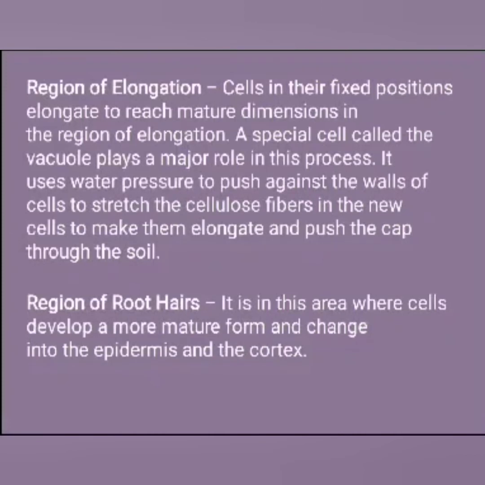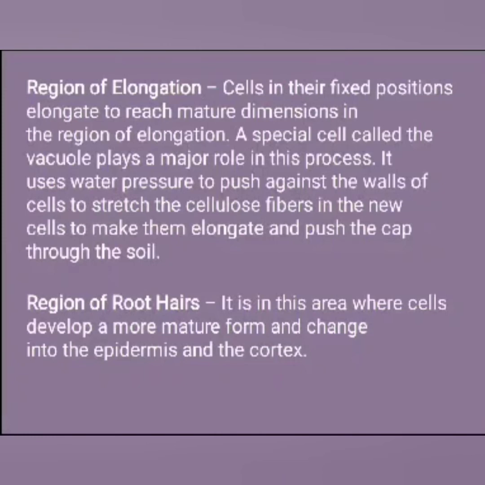The next one is the region of elongation. Cells in their fixed positions elongate to reach mature dimensions in the region of elongation. A special cell part called the vacuole plays a major role in this process. It uses water pressure to push against the walls of cells to stretch the cellulose fibers in the new cells to make them elongate and push the cap through the soil. The region of elongation is where the newly formed cells increase in length, thereby lengthening the root. Beginning at the first root is the zone of cell maturation, where the root cells begin to differentiate into special cell types.